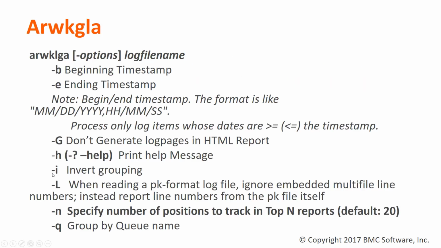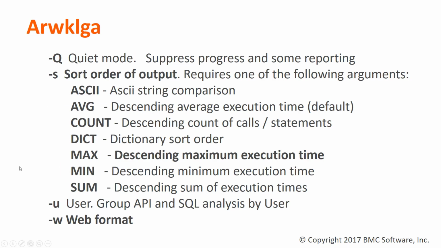Now here's a list of the options that you have when you run Log Analyzer, and we're not going to go through each one of them again, but we are going to focus on a couple of them. First, we'll look at the -s parameter. For the -s, we're going to provide a value of max, so it will sort the output descending by the maximum execution time. We're also going to use the -w parameter, which will create the web format or HTML output.